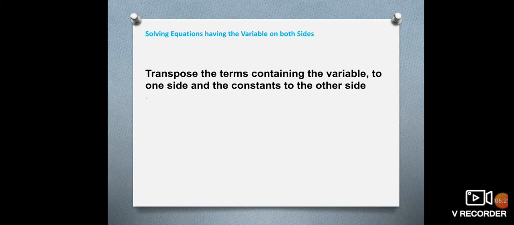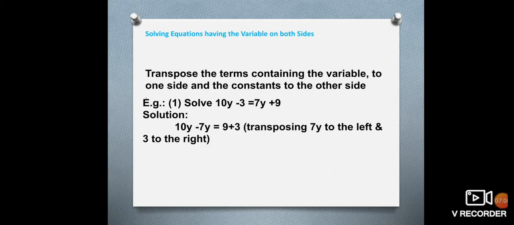Now our new topic for the day is solving equations having the variable on both sides. How to solve? The first step is to transpose the terms containing the variable to one side and the constants to the other side. For example, if my equation is 10y minus 6 is equal to 7y plus 9, I can see I have variable terms 10y and 7y on both sides. I want to bring them to one side, and my constant terms minus 6 and 9, I want them on one side. So I will do transposing.